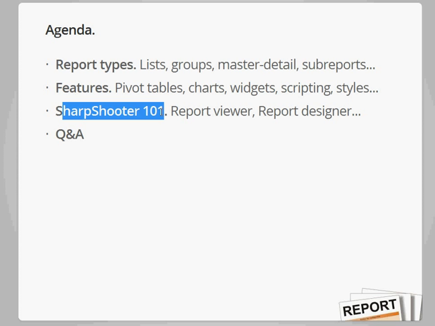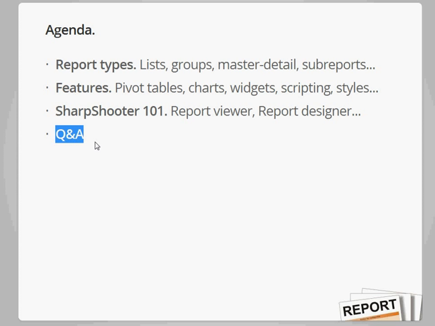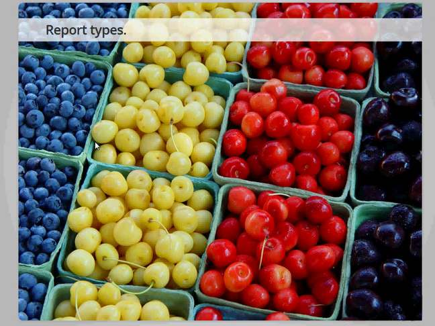Those two are the what-we-can-do part, and then we'll move on to the SharpShooter 101, how-it-works section, where we'll look into the report viewer and report designer components and see how we can work with them. Then we'll have a Q&A section for your questions and hopefully my answers. So let's look into the first part. Let's discuss the report types.